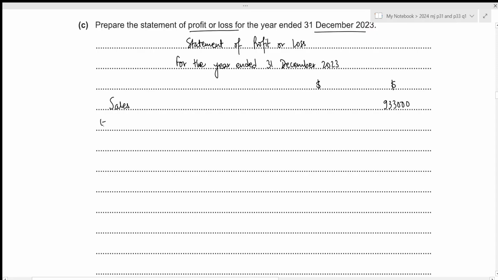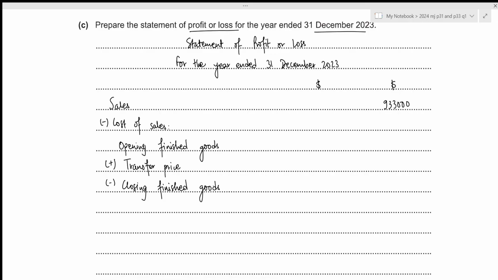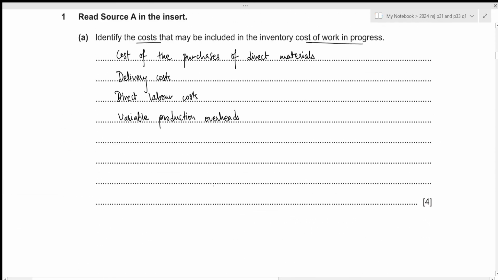The next thing we do is subtract our cost of sales. So the cost of sales will include the opening finished goods inventory, and this will be included at the transfer price. Then instead of purchases, we just add the transfer price that we calculated within the manufacturing account, and we subtract our closing finished goods inventory. This will also be included at the transfer price. Let's take a look above for these values.